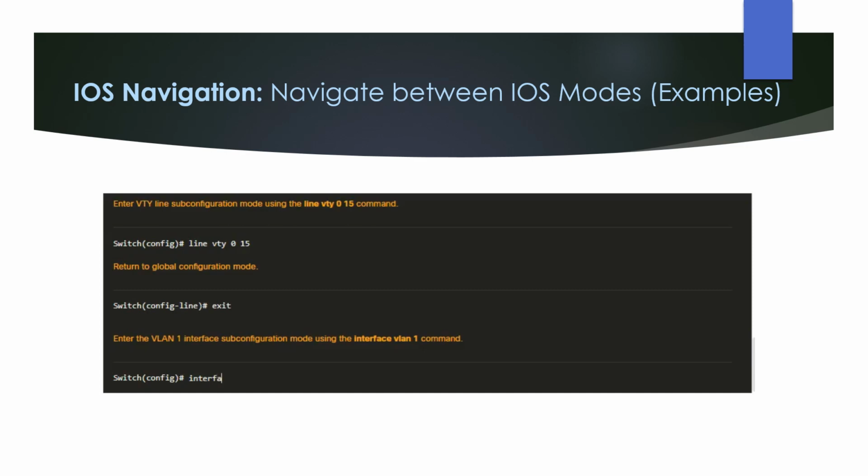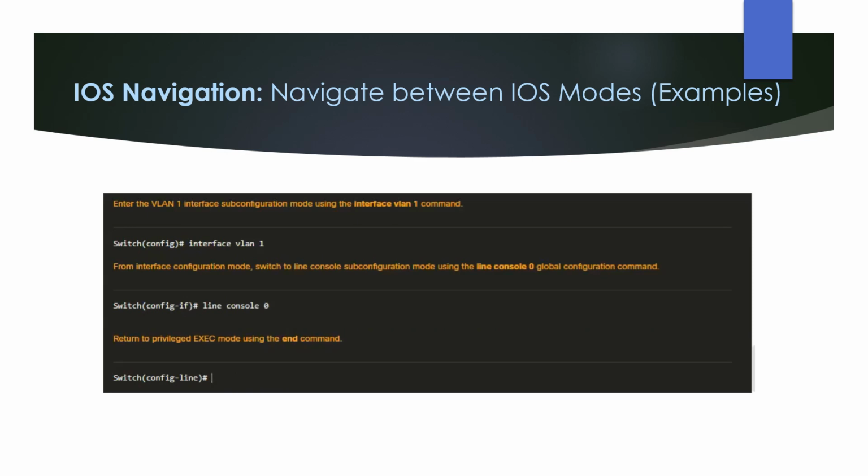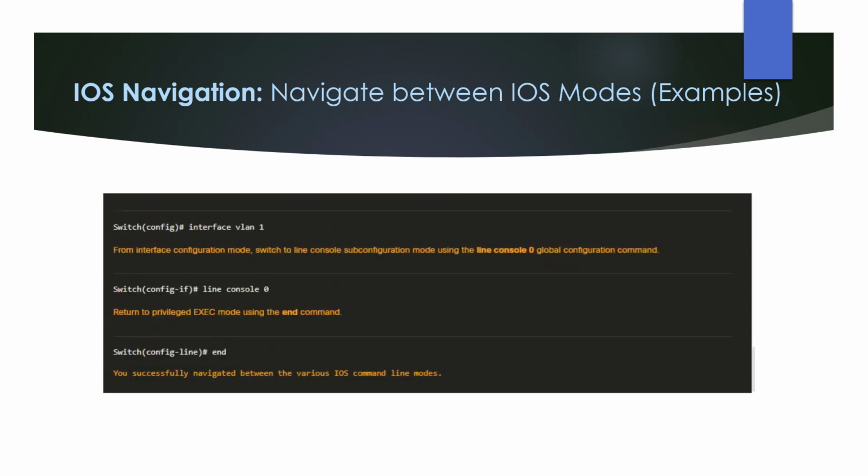or if you want to go from a subconfiguration mode to another configuration mode. For example, for the moment you are entering an interface VLAN 1, a virtual interface at the switch, and from this virtual interface you are going to another subconfiguration mode. And with the end command at the end, you saw that with this, you can go directly to the user exec mode.